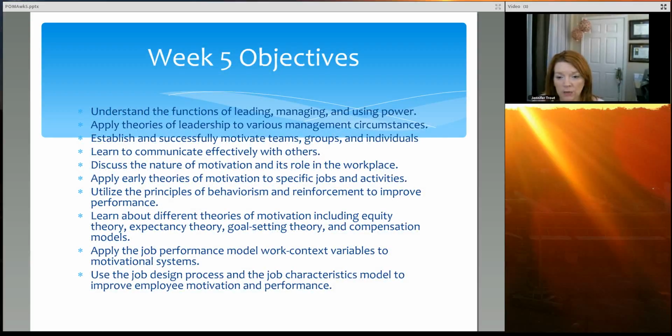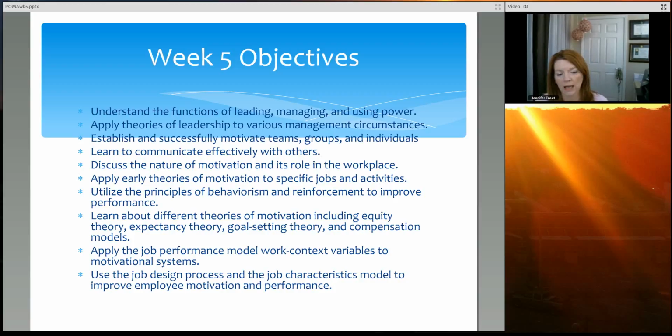We really need to understand those functions of leading, managing, and using of power within organizations, apply theories of leadership to various management circumstances, establish successful motivations for teams, groups, and individuals, and then what do you do differently, learn to communicate effectively with others in these types of environments. We want to discuss the nature of motivation and how it pertains in the workplace. We want to apply early theories of motivation to specific jobs and activities.